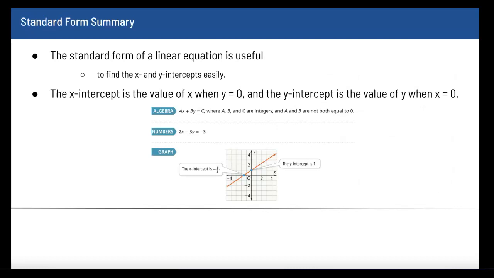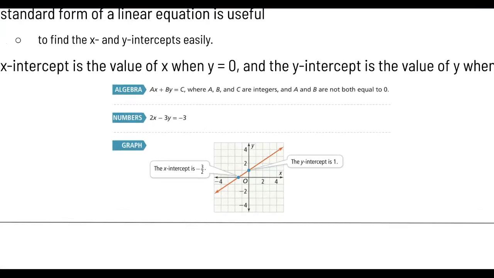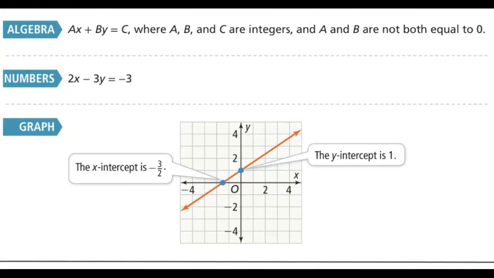Here is the summary for our lesson. The standard form of a linear equation is useful in order to find the x and y intercepts easily. The x-intercept is the value of x when y is 0, and the y-intercept is the value of y when x is 0. Here we can see algebraically that our standard form is ax plus by equals c, where these a, b, and c are integers or whole numbers, positive or negative, and a and b are not both equal to 0. We could have a be 0 or b be 0, but not both.